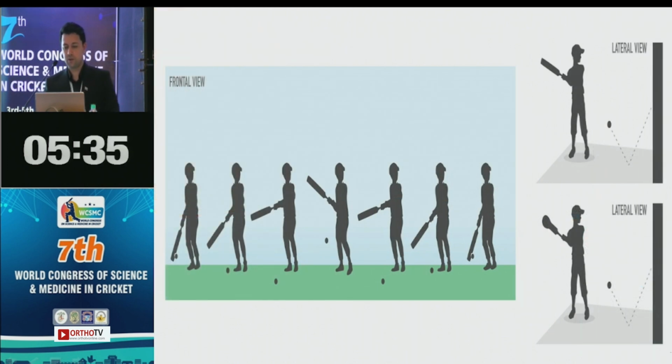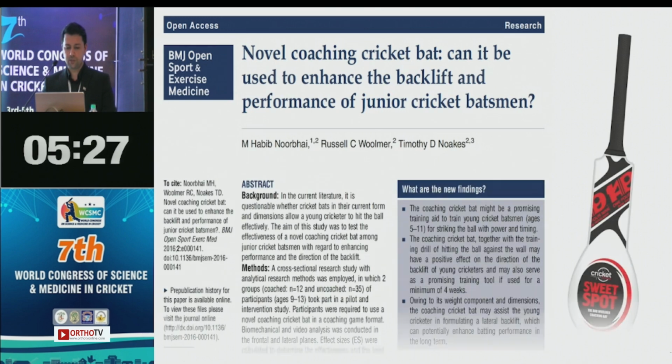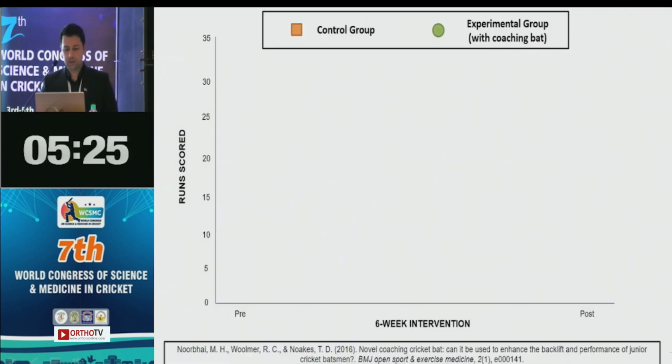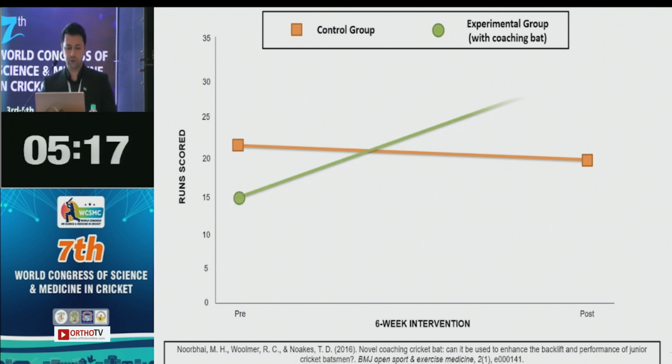But we had to go through a number of RCT trials, with one group using a normal bat in training and another group using a coaching cricket bat in training. One of the first papers that we published in the BMJ Open Journal found that the control group using a normal bat in training over a 6-week period was relatively constant in their number of runs scored, but over a 6-week period the experimental group almost doubled their runs scored, which showed an effect size of 5.41.